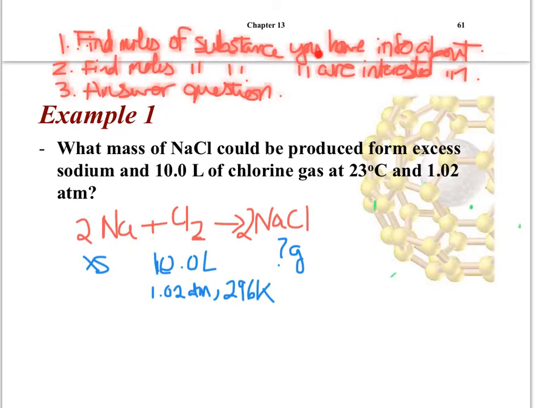Find moles of the substance you have information about. Then find the moles of the substance that you were asked about, and then answer your question. So again, we're going to find moles of chlorine, then moles of NaCl, and then the grams of NaCl.